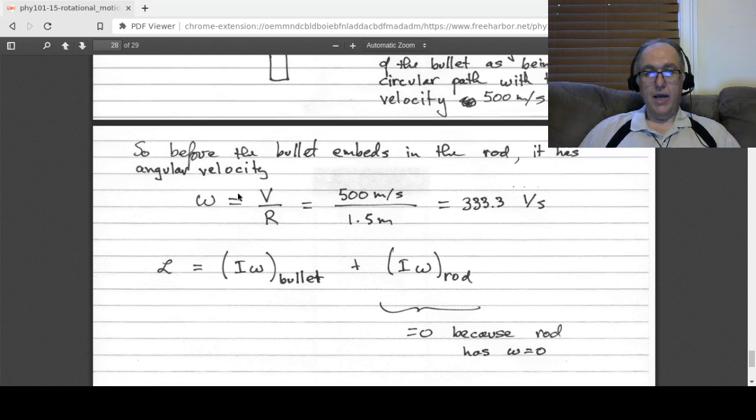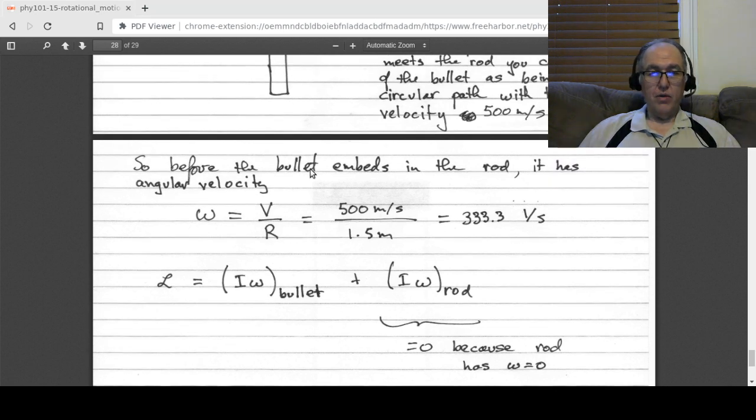Okay, so I actually say it here. Before the bullet hits the rod, it has an angular velocity. So it's just before, and you can think about it as just starting on that circular path, and that angular velocity is just v over r. So that's 500 meters per second divided by 1.5 meters, because that's the radius at which the bullet strikes. And so 500 meters per second divided by 1.5 meters gives you 333.3 per second. You'll notice the meters cancel out. You get per second, which is exactly the units for omega.